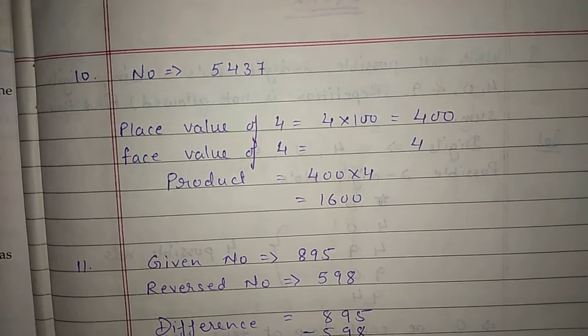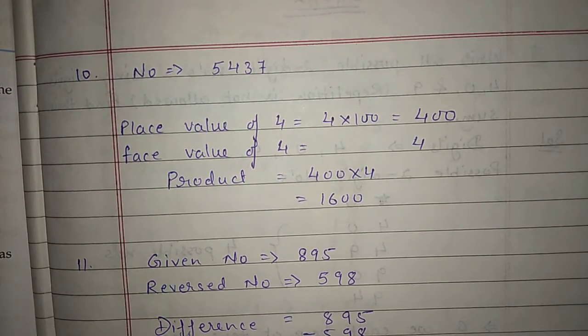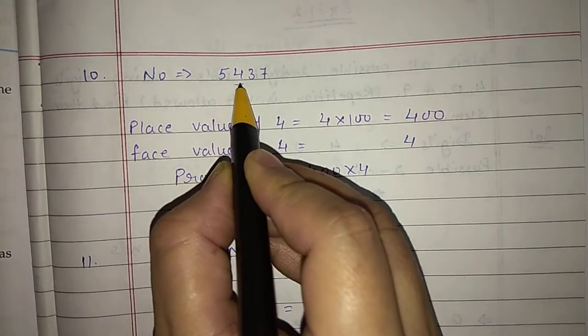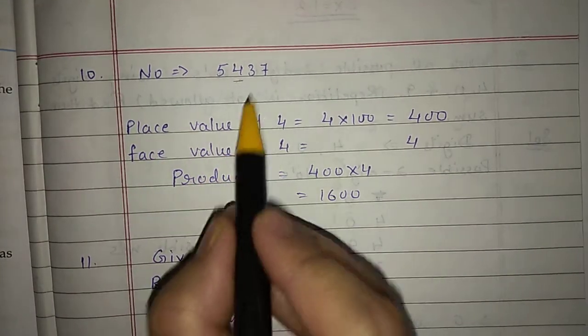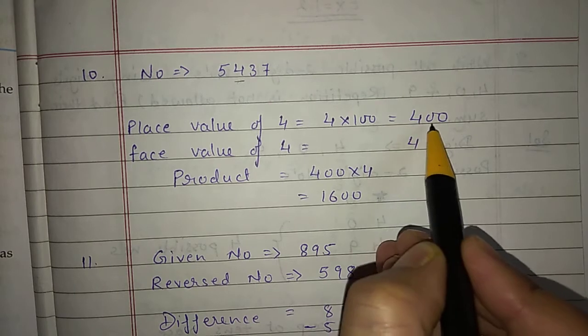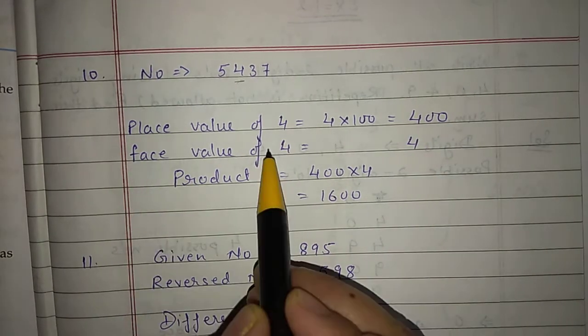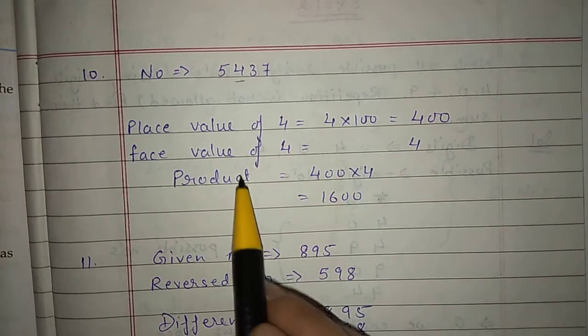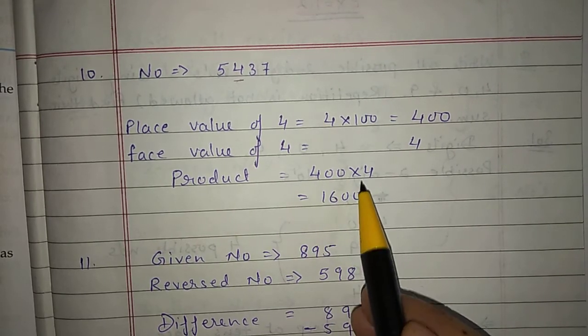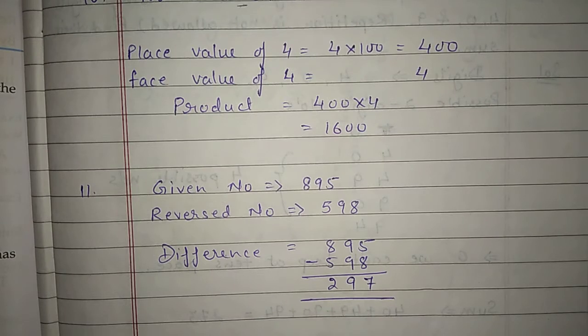Next, question number 10. Determine the product of the place value and the face value of digit 4 in the given number. So the number given here is 5437. In this we have to find out the place value and face value of 4. So the place value of 4 will be 400. After 4 2 digits are there, means after 4 2 zeros will come. Then the face value of 4 will be 4. We have to find out the product, means multiply these two numbers, 400 into 4, 1600.